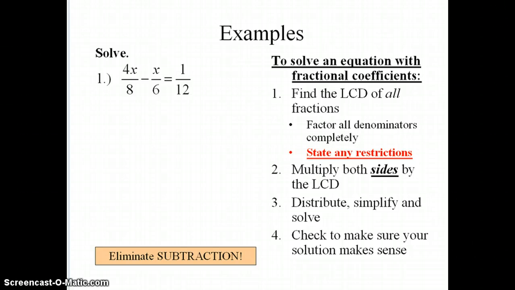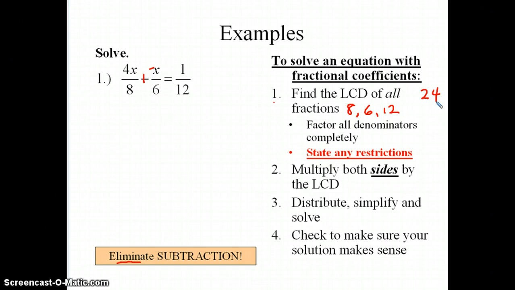The first thing that I'm going to do is eliminate subtraction first. So I'm going to change this to adding the opposite. So I have that completed. Then here, step 1, I'm going to find the LCD of all fractions. When I look here, I have 8, 6, and 12. My LCD for all of those would be 24.